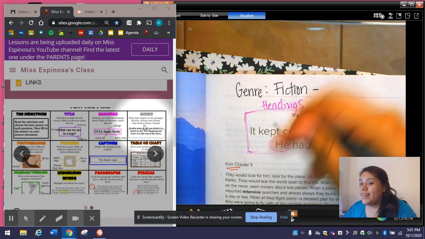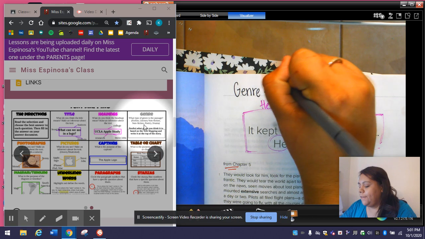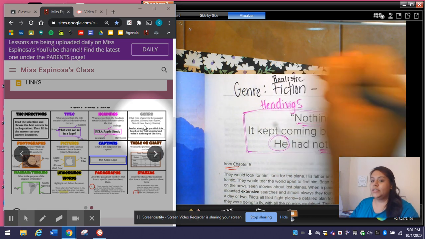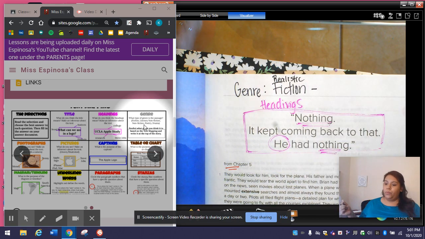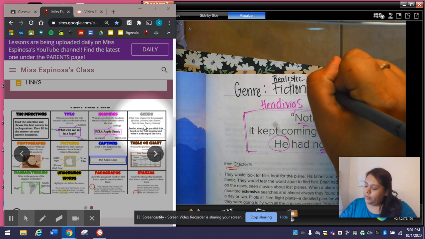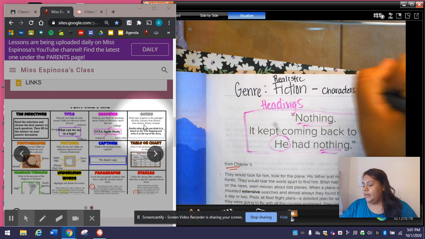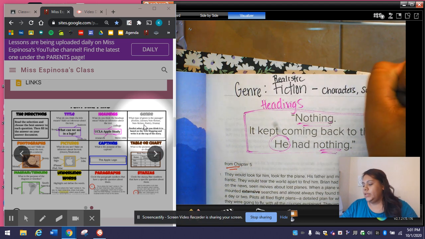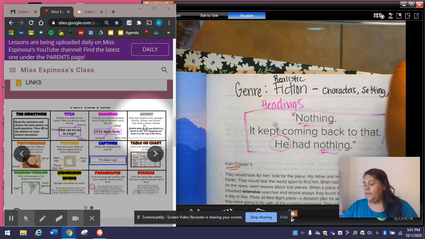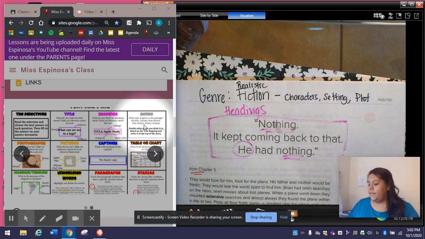And I'm gonna add in a little bit, I'm just gonna give you a little clue. This is a realistic fiction story. So this could really happen in real life. And also elements of fiction. We just know that we're gonna have characters, we're gonna have a setting, and we know that there's gonna be a plot. We're gonna have a conflict. We're gonna have a climax and everything.